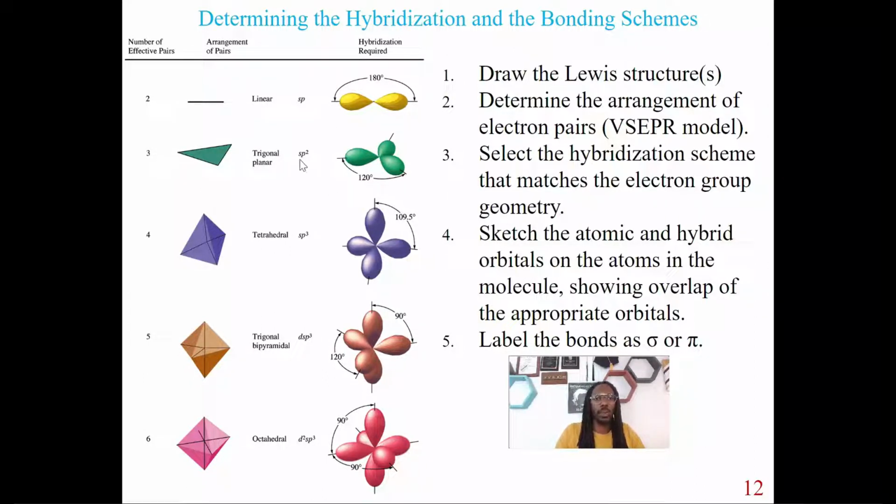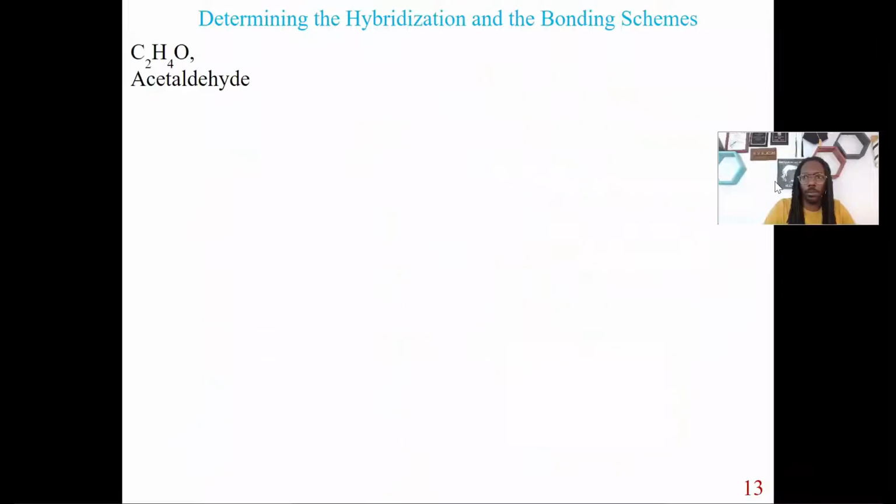So essentially, we've got this over here. Linear is going to be sp, trigonal planar is going to be sp2, tetrahedral is sp3, trigonal bipyramidal is sp3d, or dsp3, it's the same deal. And octahedral is d2sp3, or sp3d2. Okay. So this is a good chart to take a picture of, screenshot, as well as the steps over here. But everybody, this is how you're going to determine your hybridization and your bonding schemes using valence bond theory.